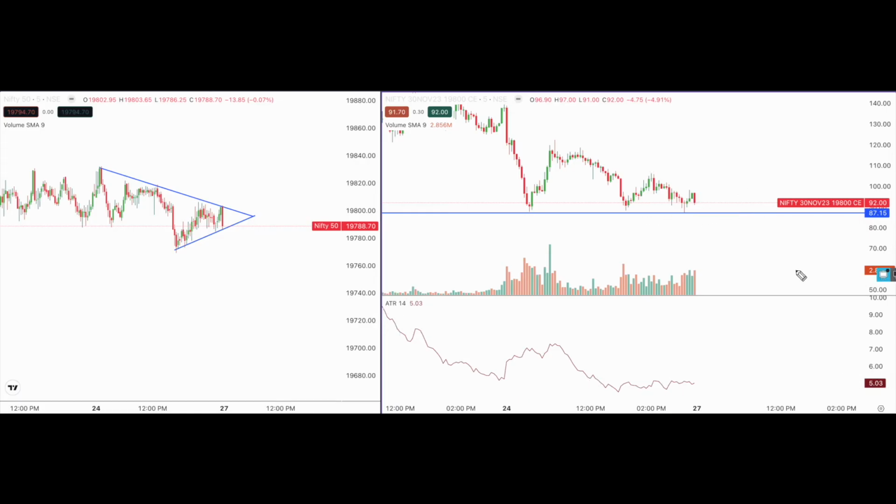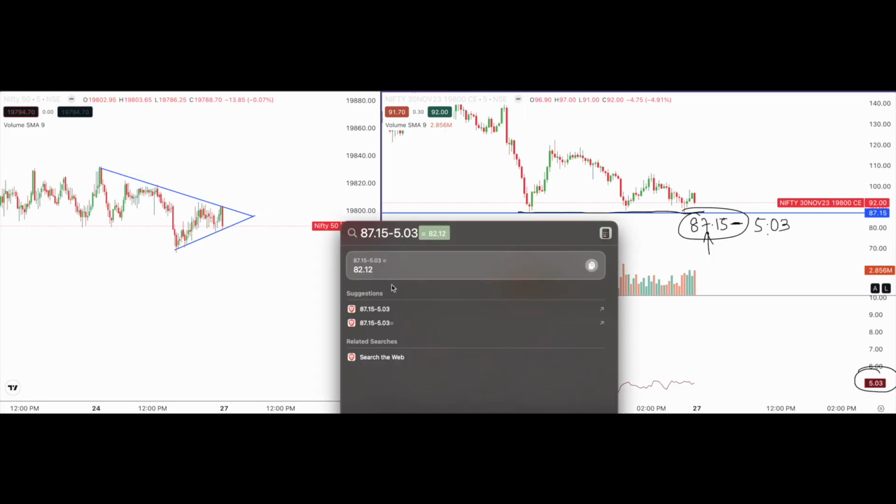So what you have to do is wherever you decided to place your stop loss, in this case it is 87.15, right? From this value you have to subtract the ATR value. If you just go to the recent candle, you will get to know what is the ATR value. It will pop up here, 5.03. So 87.15 minus 5.03. Let's calculate. It comes to 82.16. Now let's round this off to 82.